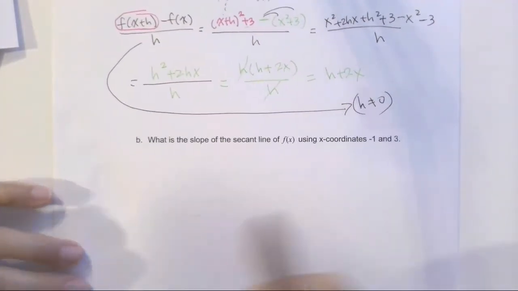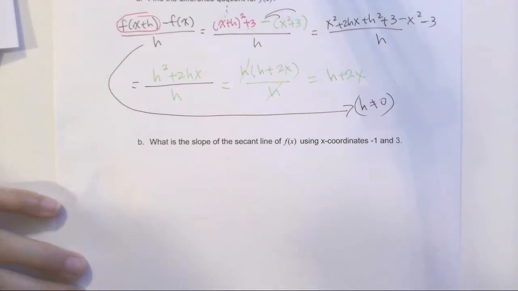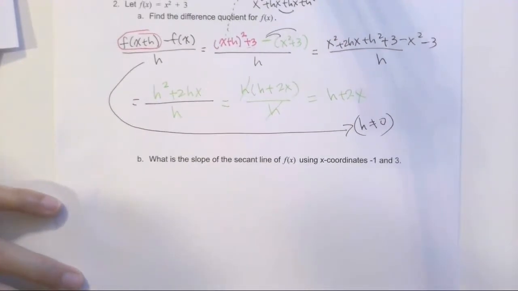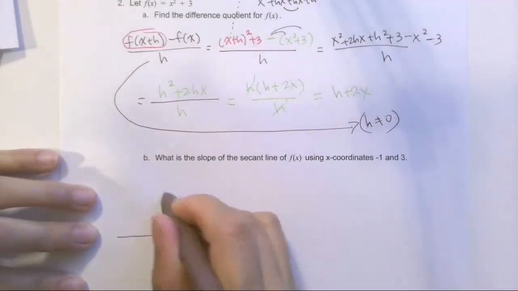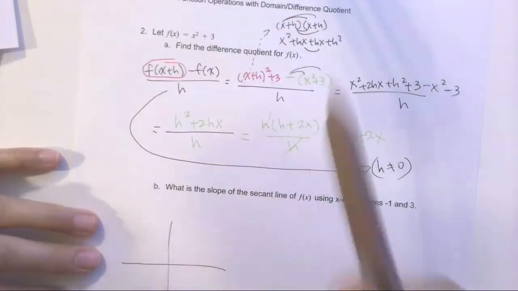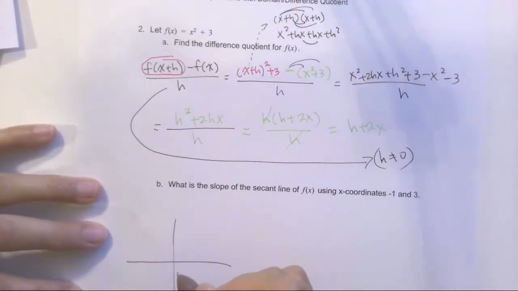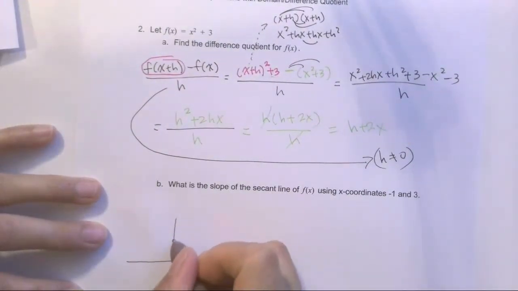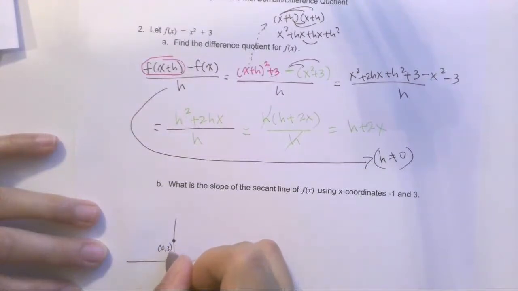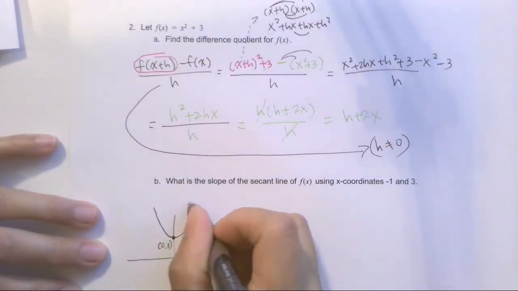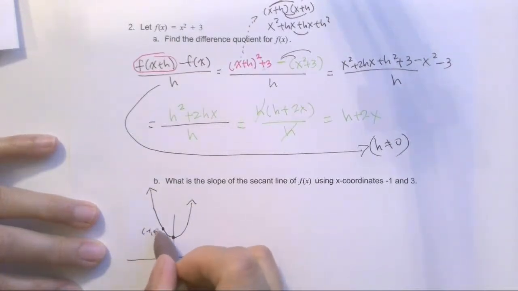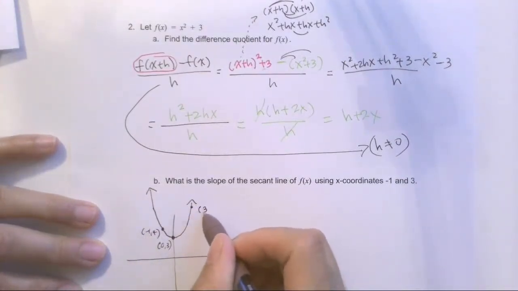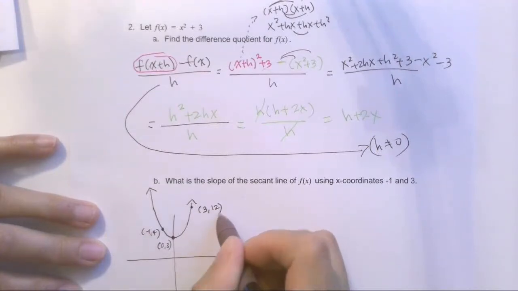All right, let me just breathe a little bit. Fine. What is the slope of a secant line of f of x using the x coordinates -1 and 3? This is going to be helpful for some of your visual learners. What I'm going to do here is graph x squared plus 3. How do I graph it? That's a quadratic function shifted 3 up. So the vertex is at (0, 3), and it's going to look like this. There's going to be a point at (-1, 4). There's going to be a point at (3, 12).